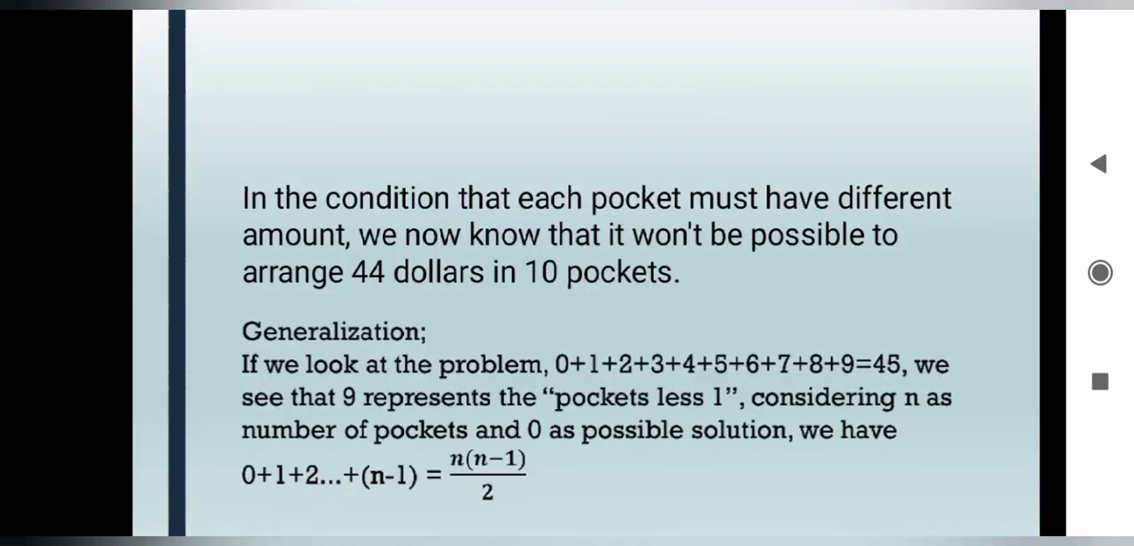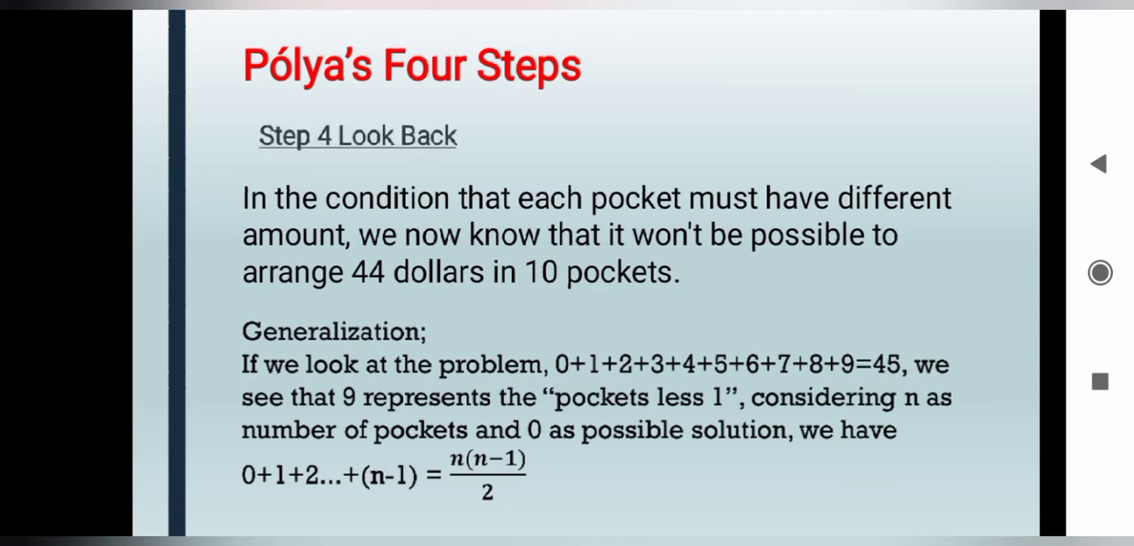So, let's go back to the original problem. Step 4 on Poyo's 4th step. In the condition that each packet must have different amount, we now know that it won't be possible to arrange $44 in 10 packets. If we look at the problem, 0 plus 1 plus 2 plus 3 plus 4 plus 5 plus 6 plus 7 plus 8 plus 9 is equal to 45. So, kasama yung 0 sa solution kasi 0 yung 10th packet. 0 amount ng dollar. Diba?